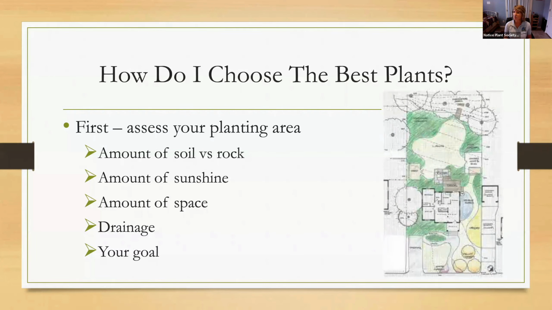How much soil do you actually have to work with? Are you going to be able to plant a lot or a little? How much sunshine do you experience in your yard? Is it mostly morning? Is it mostly afternoon? Is it all through the day? Make some assessments of what you've got going on. How much space do you have to allocate?